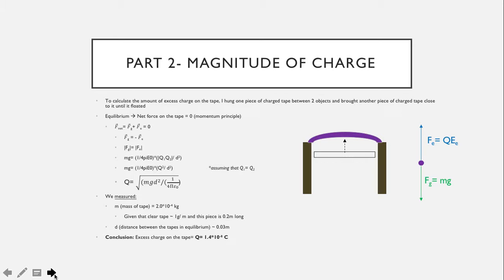Knowing that the net force is 0 because of the momentum principle, we can calculate Q once we measure the mass of the tape and the distance between them in equilibrium. And we got 1.4 times 10 to the negative 8 coulombs.